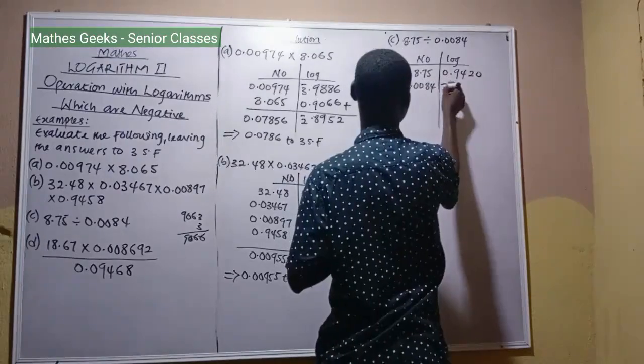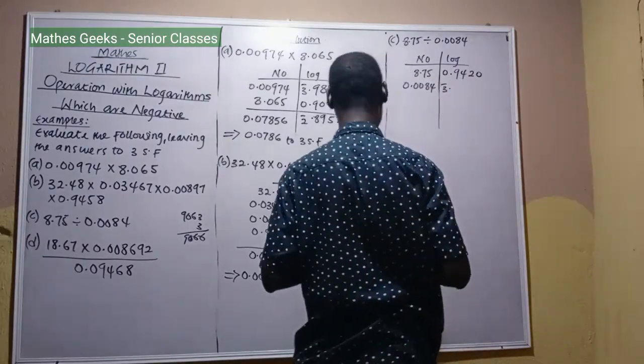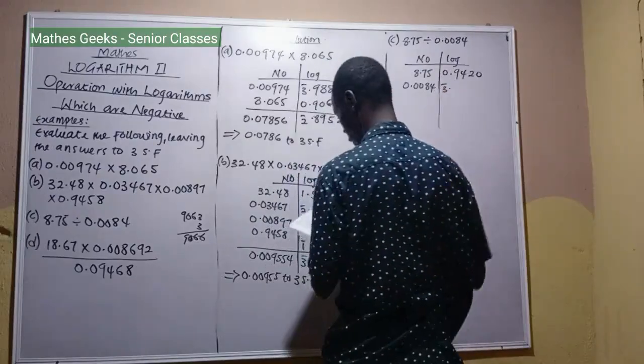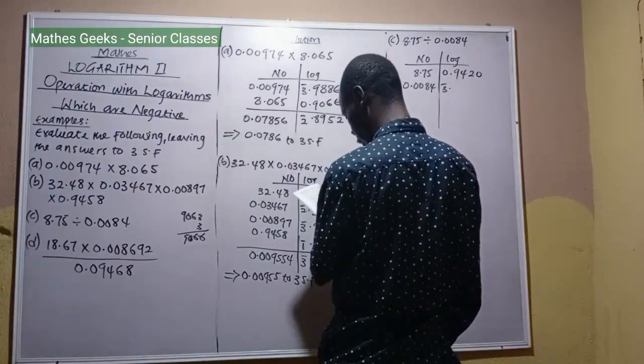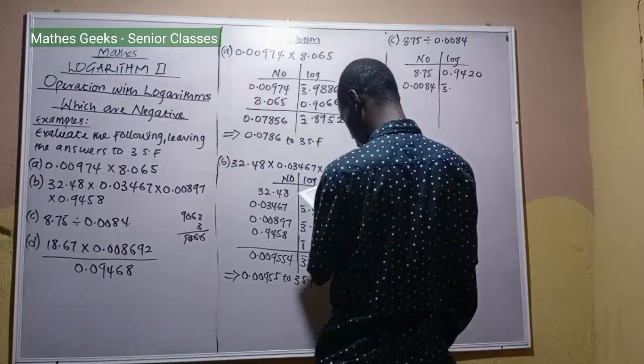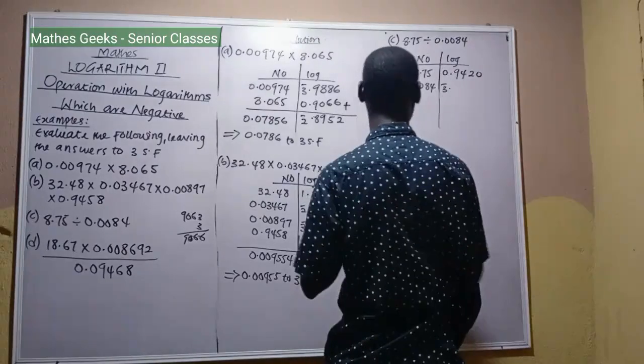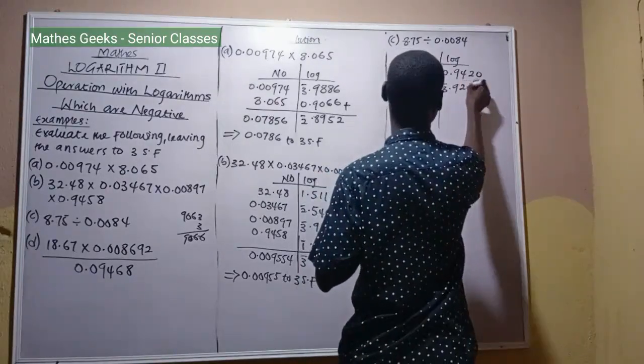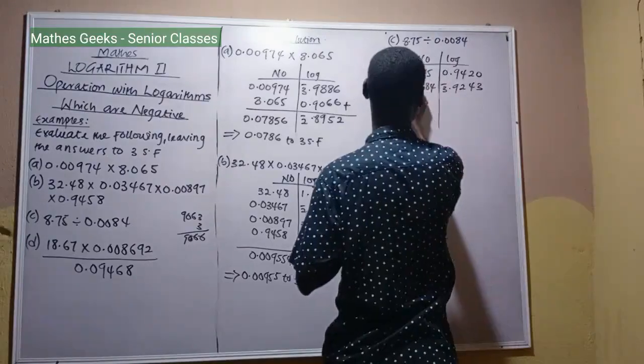0.0084 is bar 3.84. Since there's no figure here, that means it's going to be 84 under 0. So 84 under 0 is 9243. So what do we do?